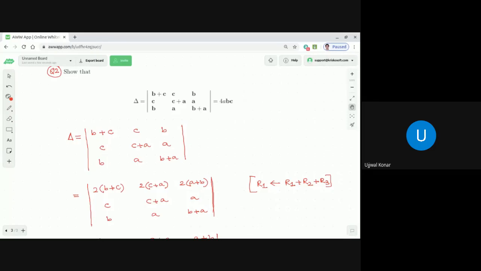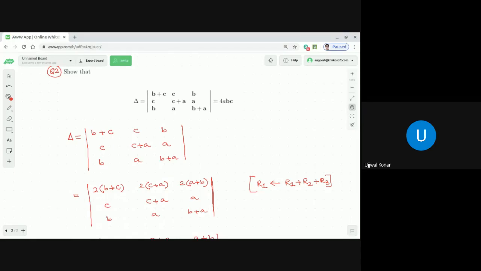Now, you may have a very fundamental question. You can ask, sir, are these the only properties I need to use? No. You can use properties in your own way. But your target should be that you are moving towards the result.